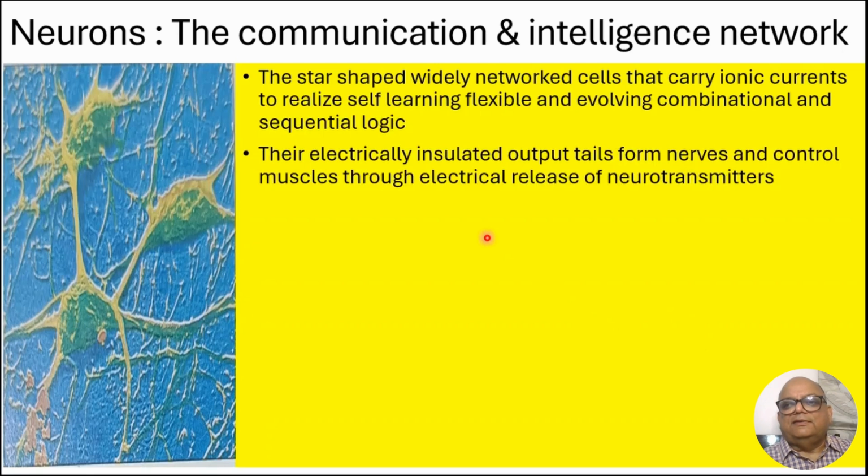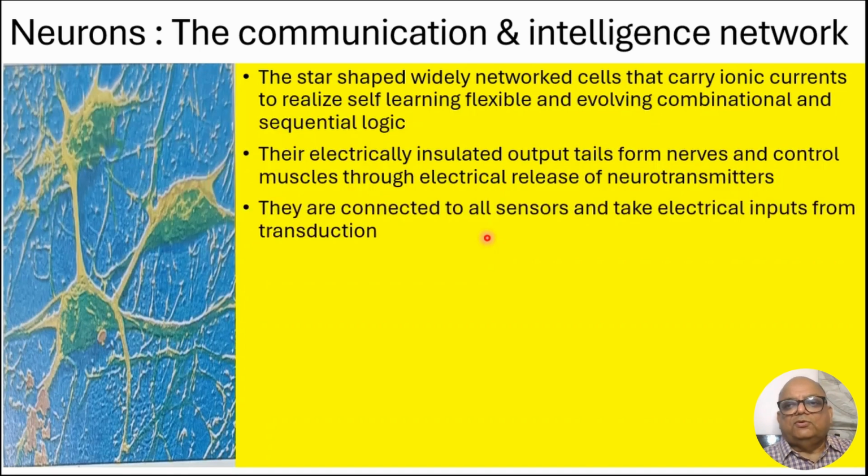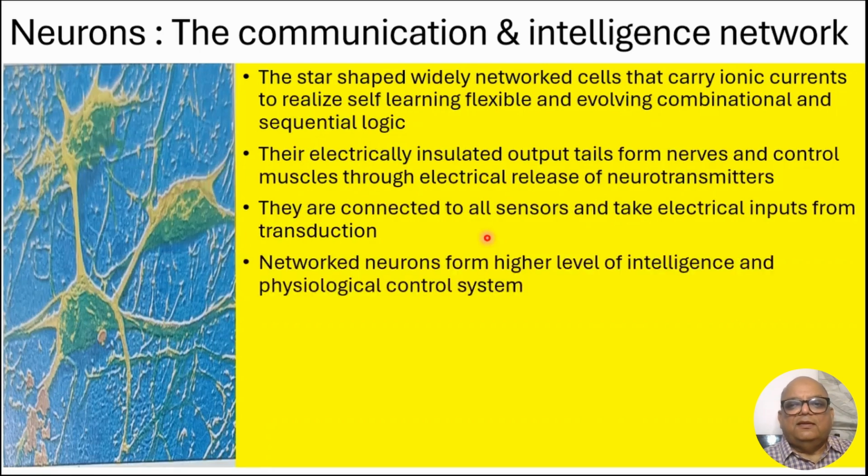So they are electrically insulated output trails which form the nerves. Bundles of outputs of neurons are the nerves, and they carry the electrical release of neurotransmitters which can operate the muscles, etc. They are connected to all sensors and they also take electrical input from transduction. The various sensors are connected to neurons, and the network of neurons forms the higher level of intelligence and physiological level control system of the body as a macro system.